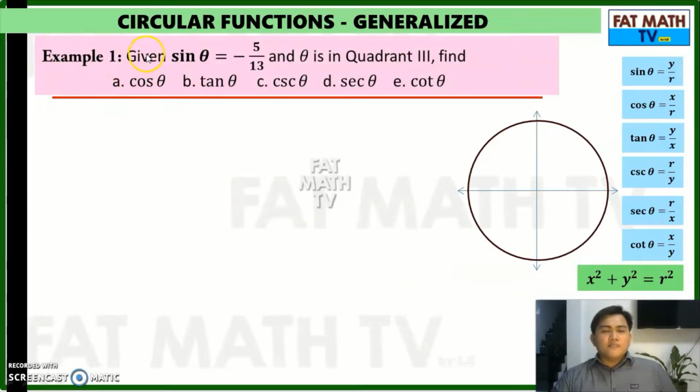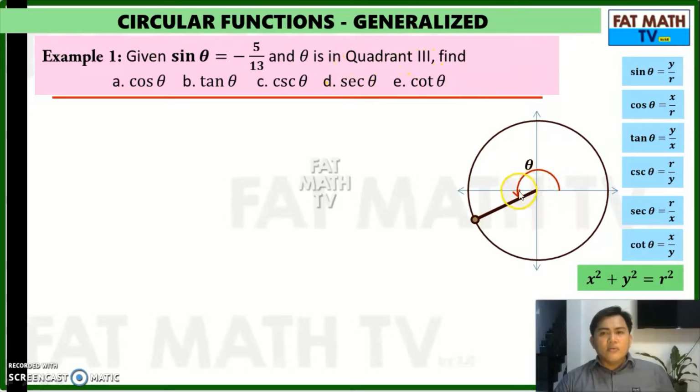For example, given sine theta equals -5 over 13, and theta is in quadrant 3, find the other trigonometric functions of theta. So we will be using these two givens. Sine of theta is -5 over 13. And theta is in quadrant 3.